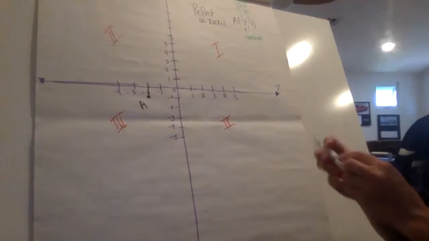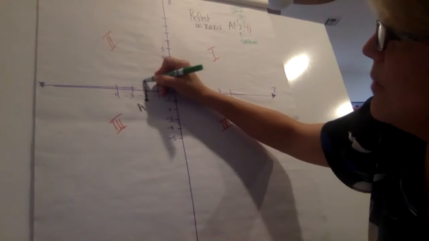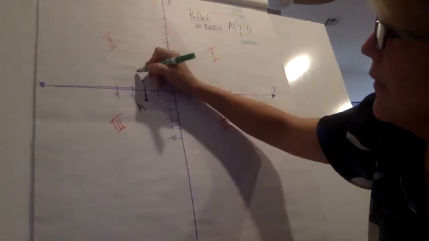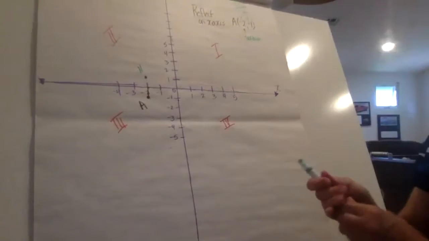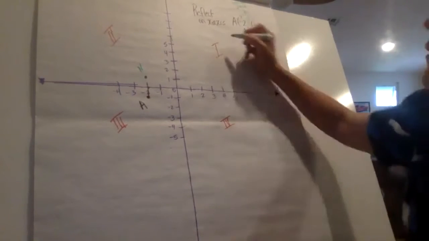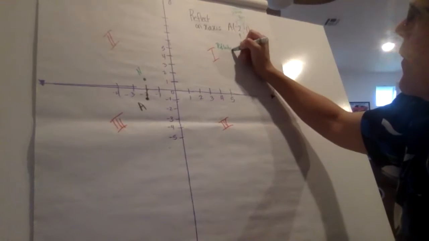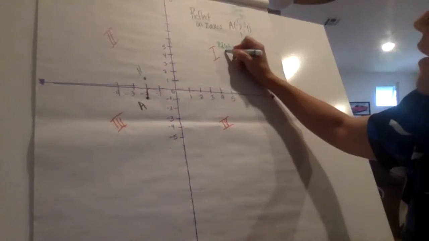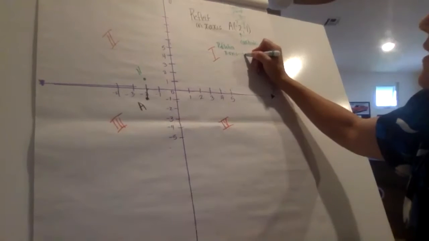So let's see where it was reflected. It looked to be right about here. Now let's take a look at that. It says to reflect on the x-axis, and let me talk about reflection. When you reflect on the x-axis, the x-coordinate stays the same.